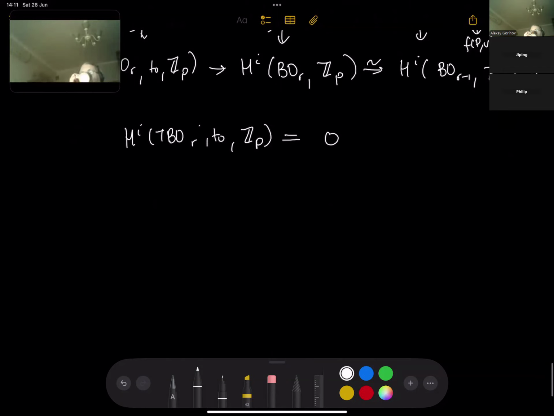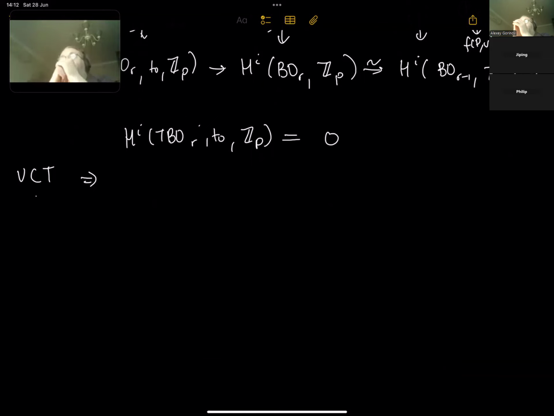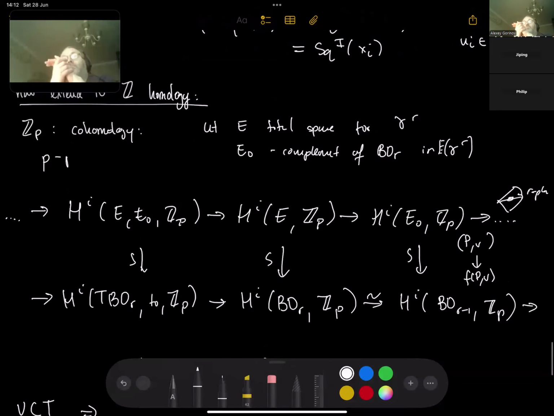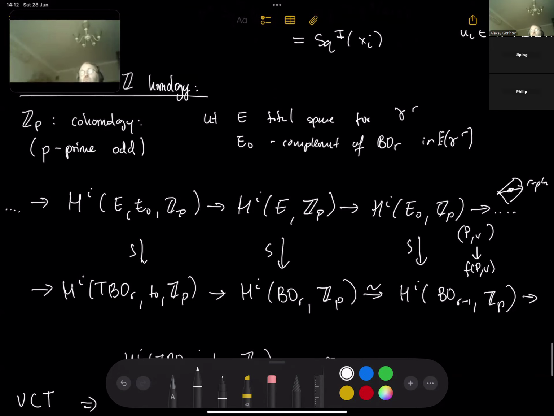So then we can use the universal coefficient theorem with field coefficients. By the way, p is an odd prime.